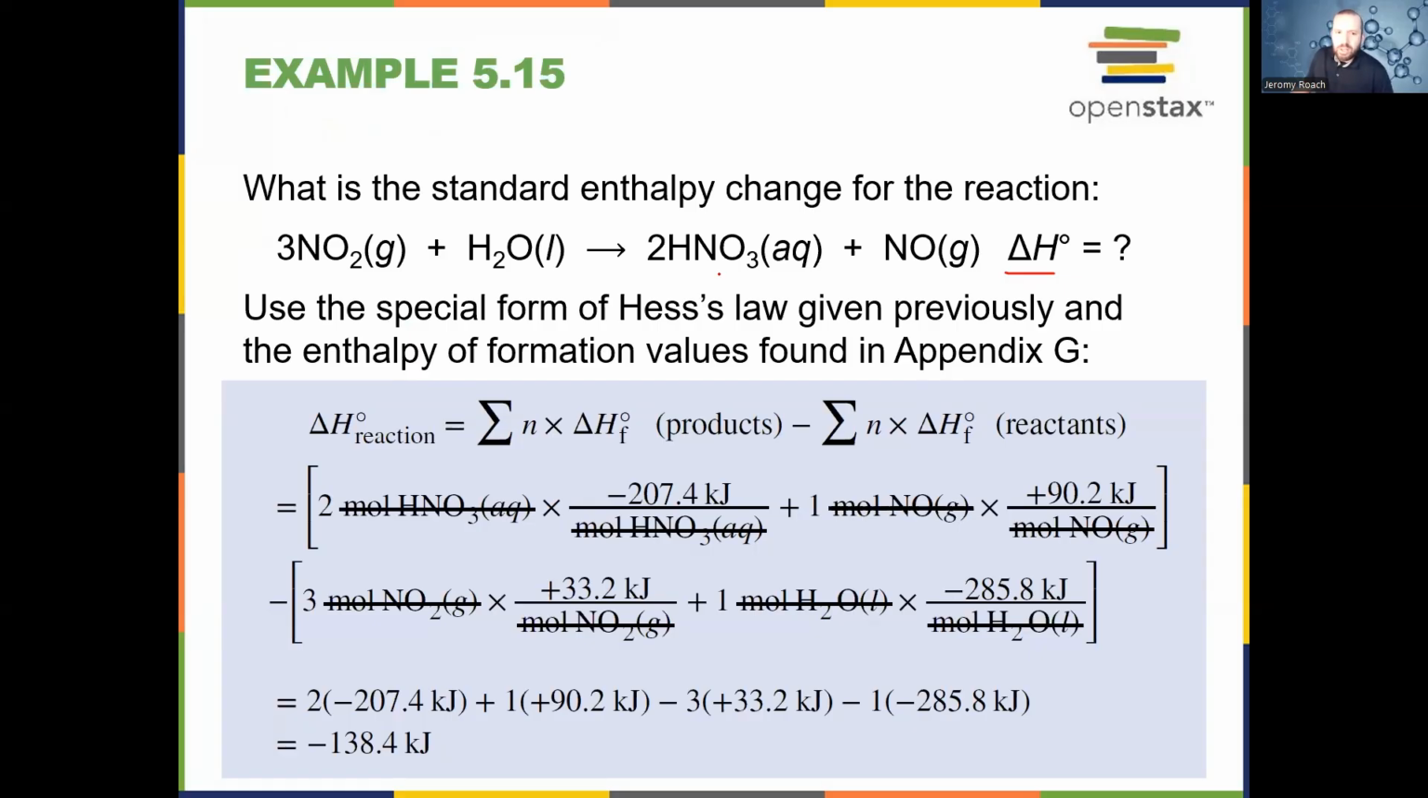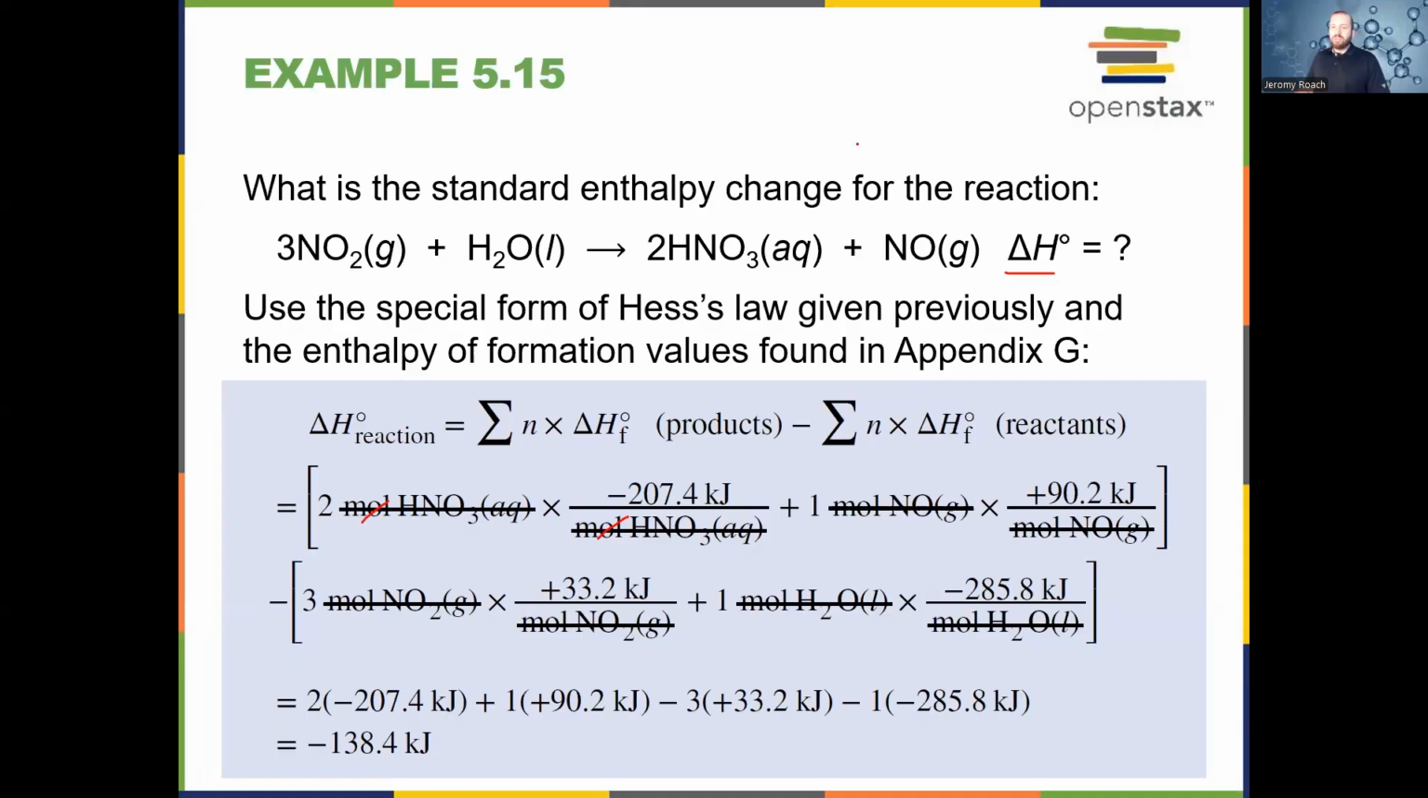So we need to look in our book to find the standard enthalpy of formation of the product. We need to look up this value in the back of our book, and it's going to tell us what this value is. So it's negative 207.4 kilojoules per mole of this substance, and we have 2 moles of that, so we're just multiplying by 2. Moles and the moles cancel out.